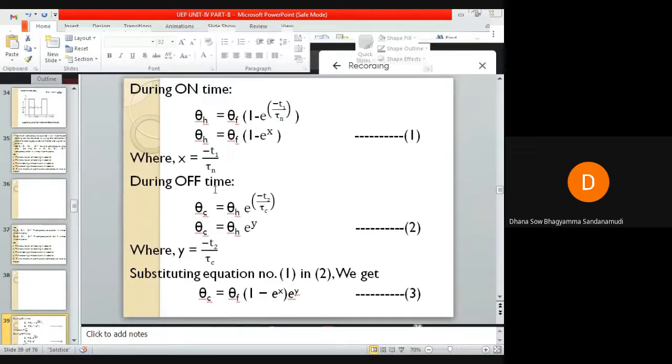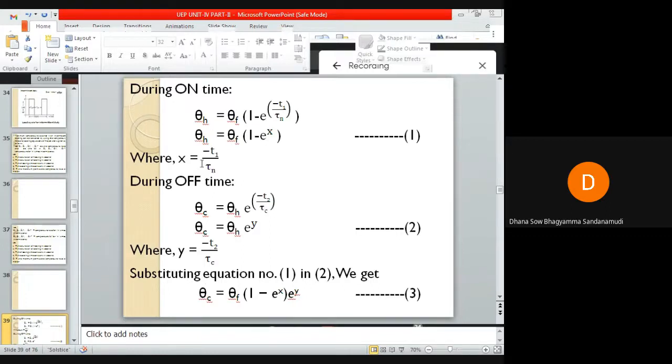Now, during off time, the temperature will reduce. The reduction in temperature, theta c, the cooling temperature, so theta c is equal to theta h into e power minus T2 by tau c. Let us assume minus T2 by tau c is y. So x is equal to minus T1 by tau n and y is equal to minus T2 by tau c. So you have got an expression for the temperature rise during on time, and the temperature fall during cooling time, theta c and theta h.